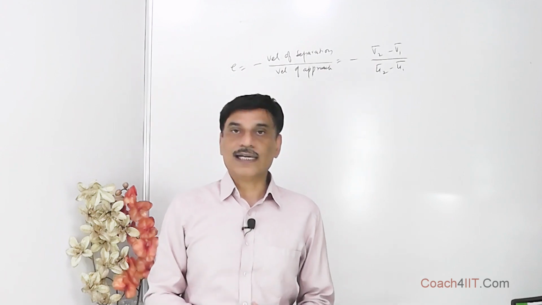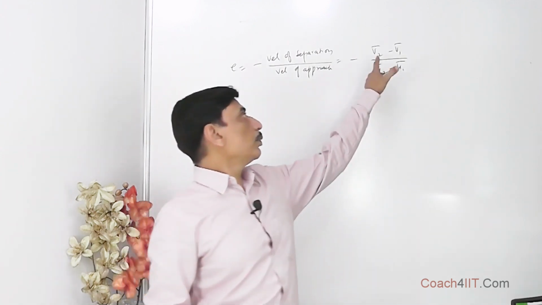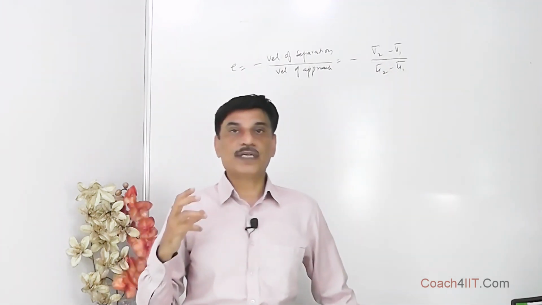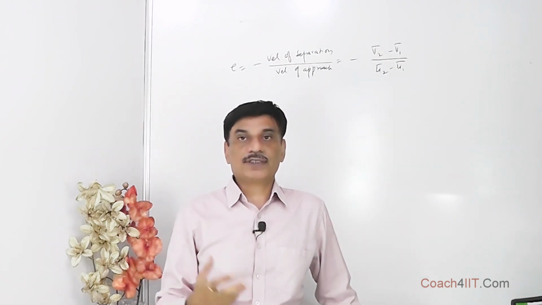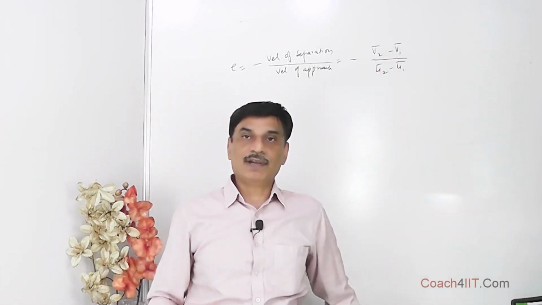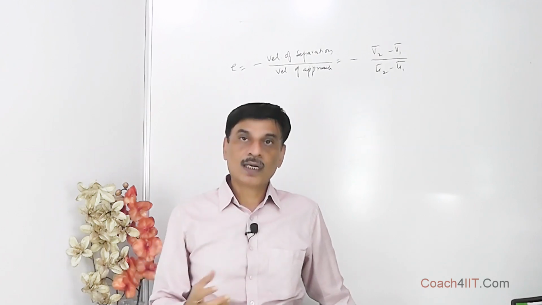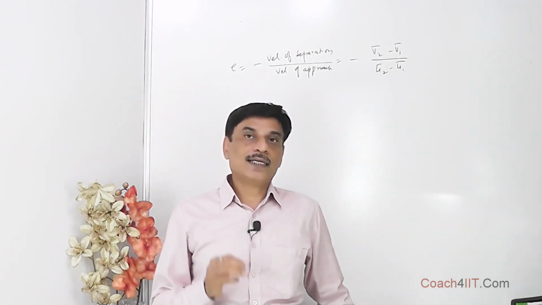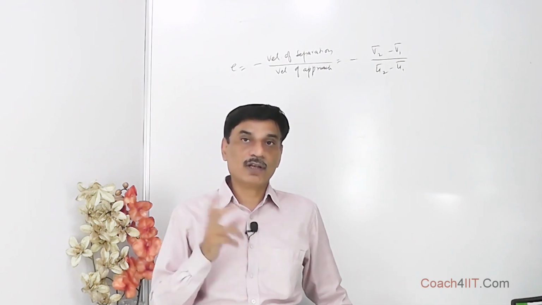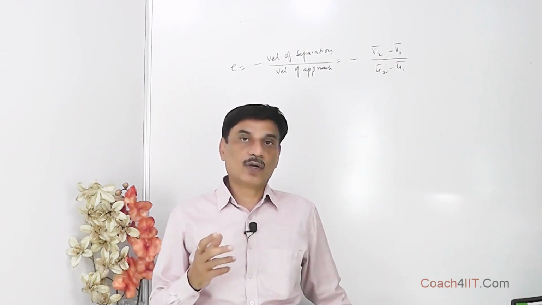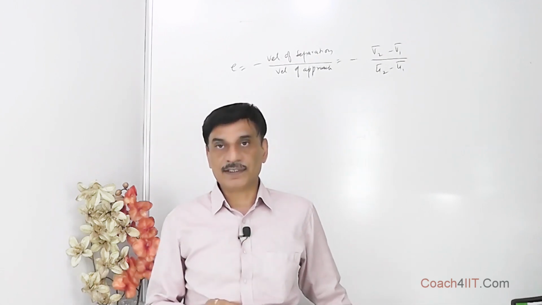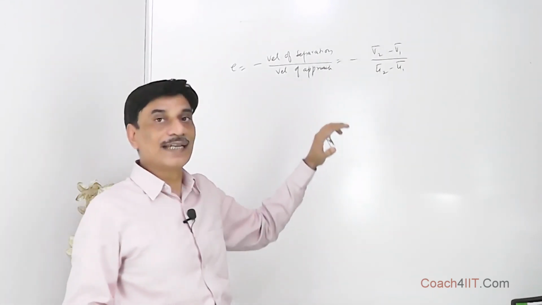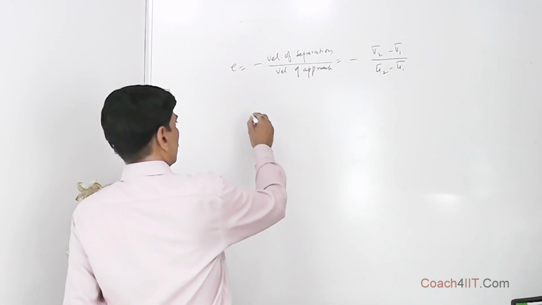1 and 2 are for the objects. V2 is the velocity of object number 2 after the collision has taken place. V1 is the velocity of object number 1 after the collision. U1 and U2 are the initial velocities, meaning velocities before the collision for object number 1 and 2 respectively. Now let's look at the diagram for this. This diagram also you should remember.